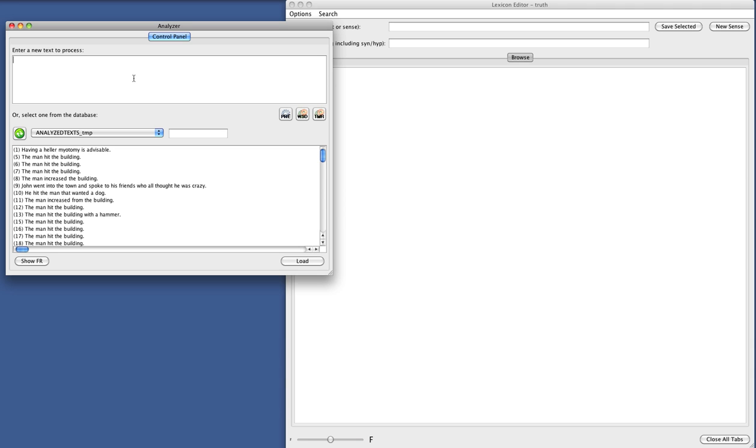Today we're going to look at the analysis of the sentence, "John targeted the tree with the chemical weapon." First thing we're going to do is look at the preprocessor.